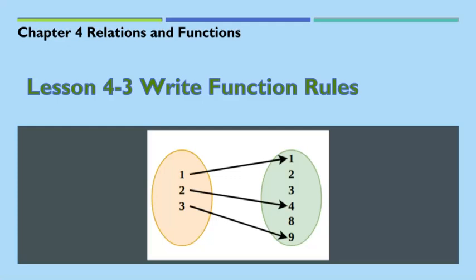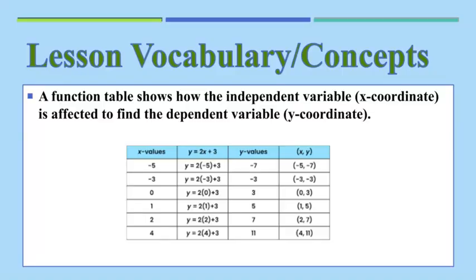Lesson 4-3, write function rules. So a function rule is just the rule that tells you what's happening in a function. A function table can help you with that because a function table shows how the independent variable, which is your x-coordinate, is affected to find the dependent variable, which is your y-coordinate. So up here is actually the rule.